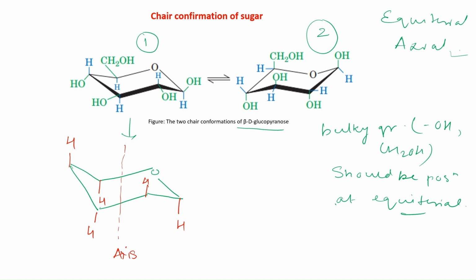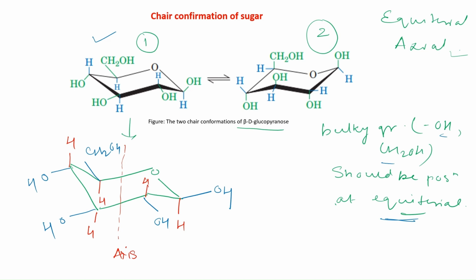What are equatorial positions? This is equatorial, this is equatorial, this position will be equatorial, this is equatorial, and this also equatorial. What groups are present at the equatorial position? OH, OH, CH2OH, OH, again OH. So in this chair conformation, all the bulky groups, that is OH and CH2OH, are present in the equatorial position. What is the rule? The bulky group should be present at equatorial position. That chair conformation is the dominant one. So this chair conformation is the dominant chair conformation because here all the bulky groups are present at equatorial position.